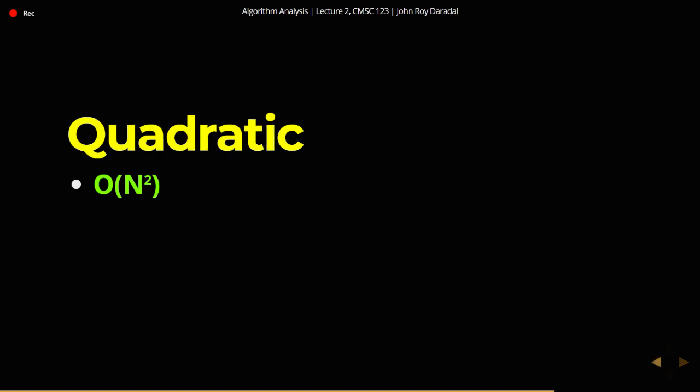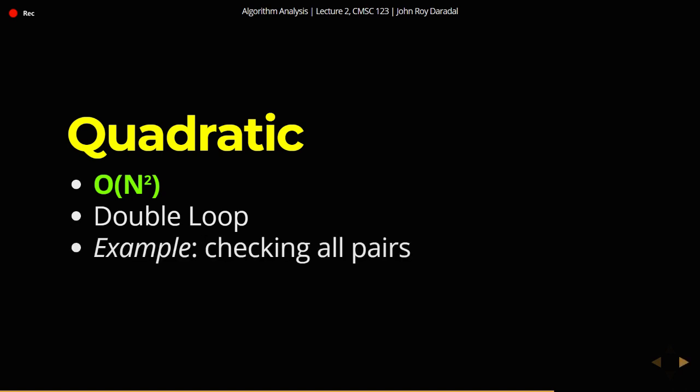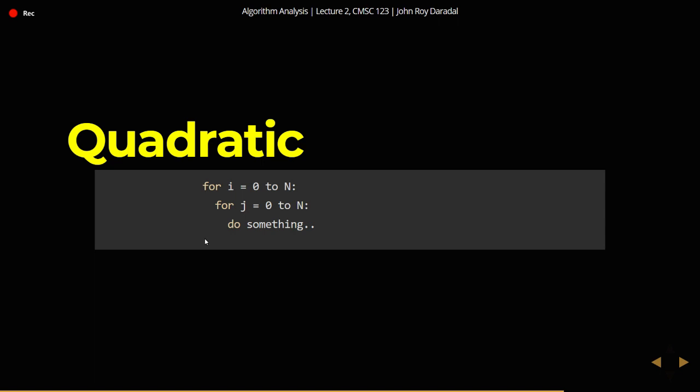Next, we also have the quadratic running time, or O of n squared. We usually see this in double loops, or double for loops, okay? Like checking all pairs, for example. So if you see something like for i from 0 to n and for j from 0 to n, which is a double for loop, then that's usually a quadratic running time. Okay, because the outer loop runs for n, and then the inner loop runs for n each time as well. So that's n times n, n squared.